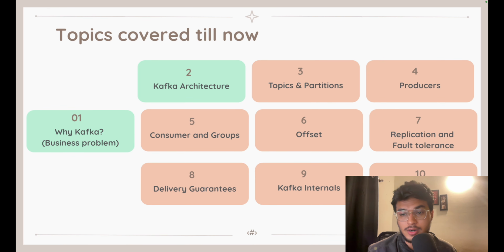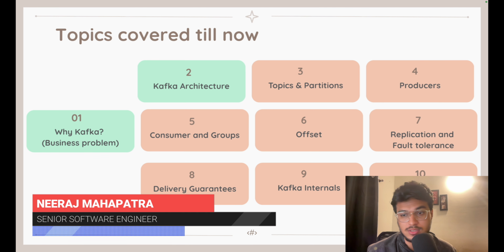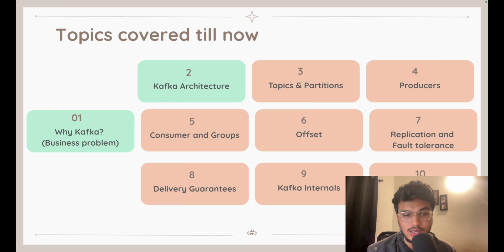This is going to be the third video of this Kafka series. In the first, we saw why Kafka, what the business problem was such that this technology came into the picture. Then we saw the Kafka architecture, the overall picture. And now we are going to uncover each section. If you haven't watched the previous two videos, I highly recommend watching them. And if you directly want to learn topics and partitions, you are most welcome. So let's start with topics and partitions.